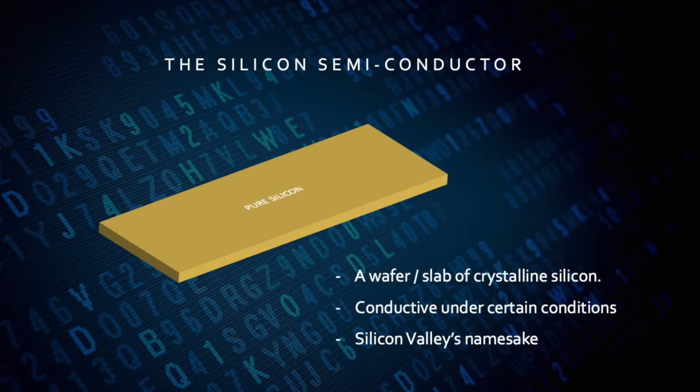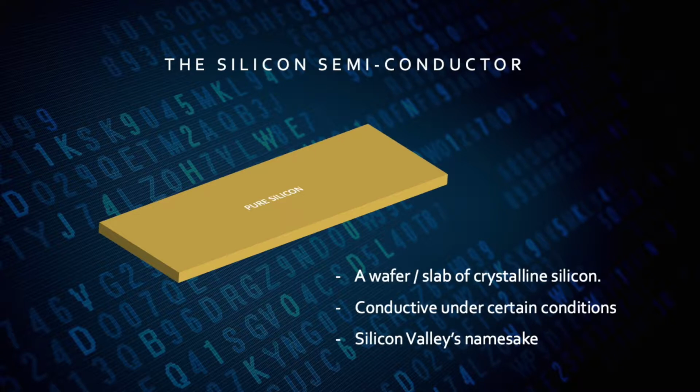This is just a wafer or slab of pure crystalline silicon. A wafer is just that flat rectangular shape that you see, and crystalline just means the way that the atoms are arranged in there. But what matters is that this is pure silicon. Pure silicon is a semiconductor, which means that it's conductive only under certain conditions. In its pure form like this, it doesn't conduct electricity, but when you heat it up, you can turn this wafer into a conductive material, like a piece of gold or copper.